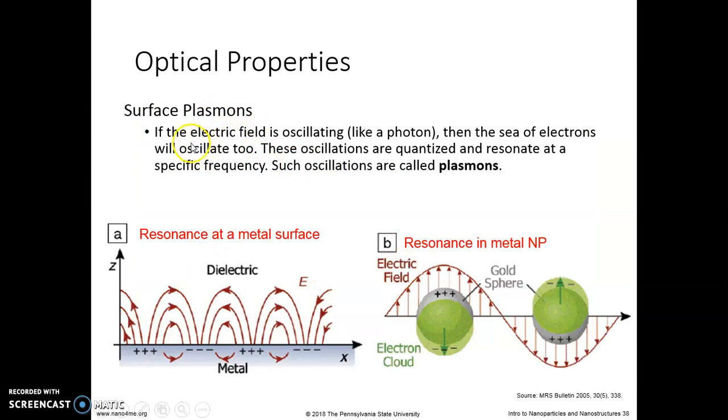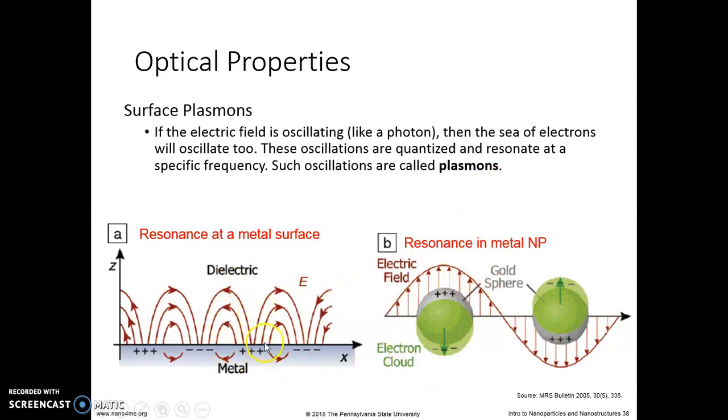Then, if the electric field is oscillating, as you can see here, the sea of electrons will oscillate too. Here you can see the sea of electrons is also oscillating. These oscillations are quantized and resonate at a specific frequency. Such an oscillation is called a plasmon, due to the dielectric effect.